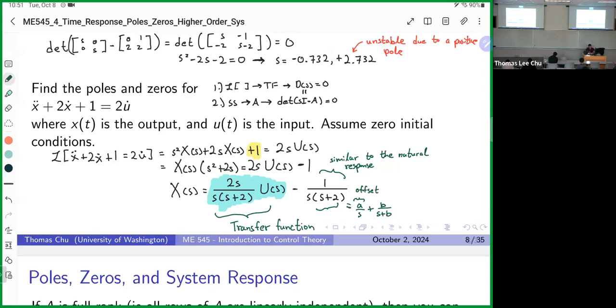And the reason why we don't even care is because if you look, this transfer function actually shares the same poles as the natural response portion of the equation. So if we look here, the poles are just going to be 0 and -2.